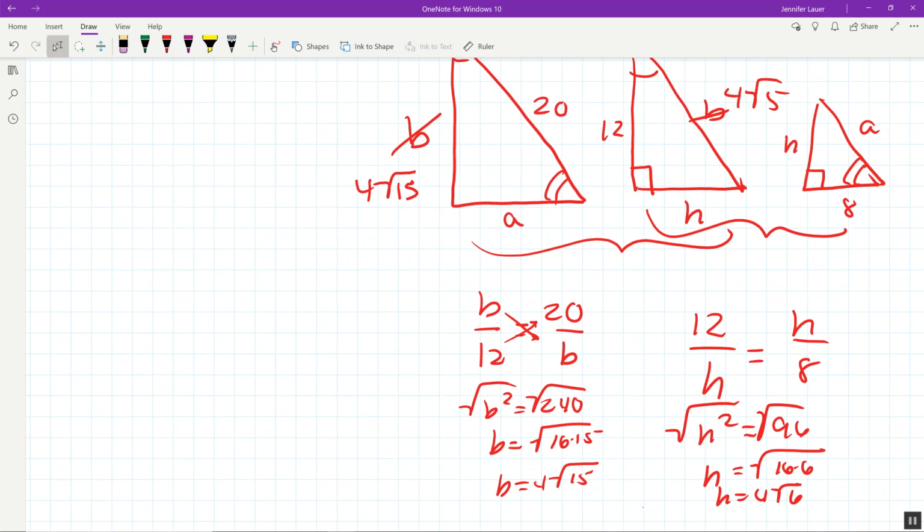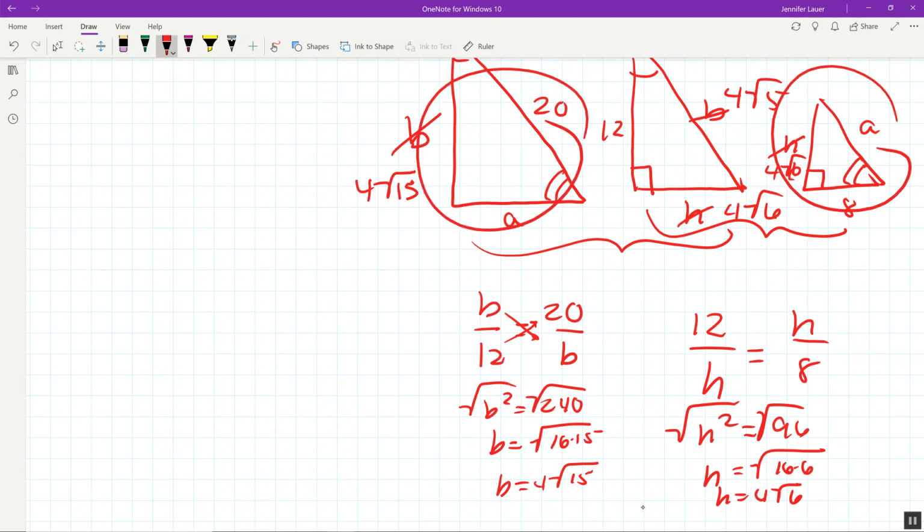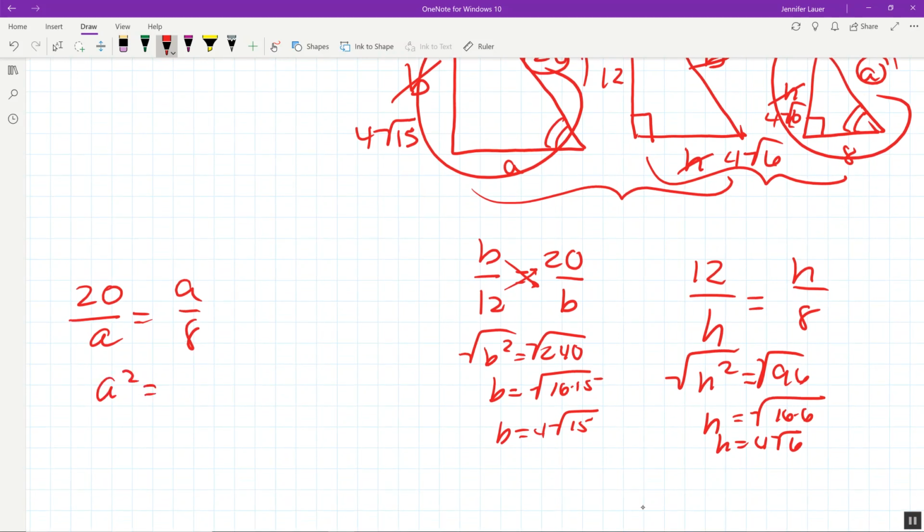And then lastly, you could do that same thing for the A's if you compare the first and the last. Like if we compared this with this one, we can say, well, 20 is to A as A is to 8. And then this would be A is equal to 16 times 10, and so again, it's just 4 radical 10. Okay, and that pretty much covers all the different triangles that we're going to be dealing with here at the beginning of Advanced Math 1.